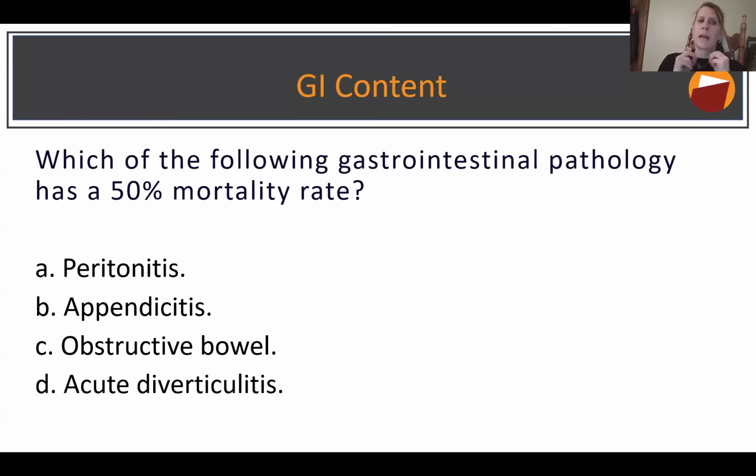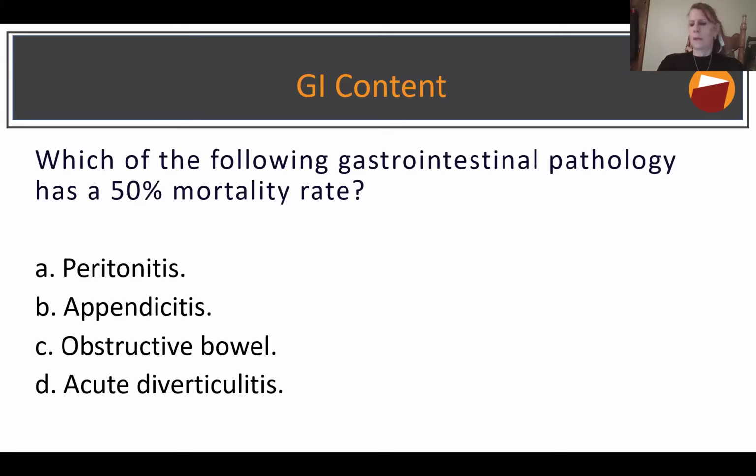That's why if we think somebody has an appendicitis, we want them to get to the ER. We want them to have that appendix taken out before it bursts. Obstructive bowel, that can be dangerous. I did have a patient of mine after total joint replacement die from that. So it is dangerous, but it's not as high. So for a simple obstruction, it's pretty low.